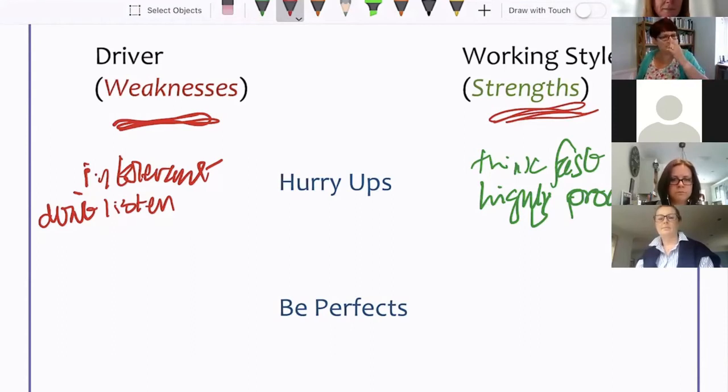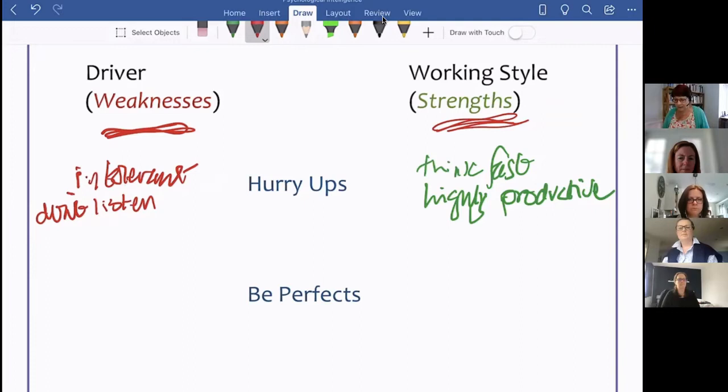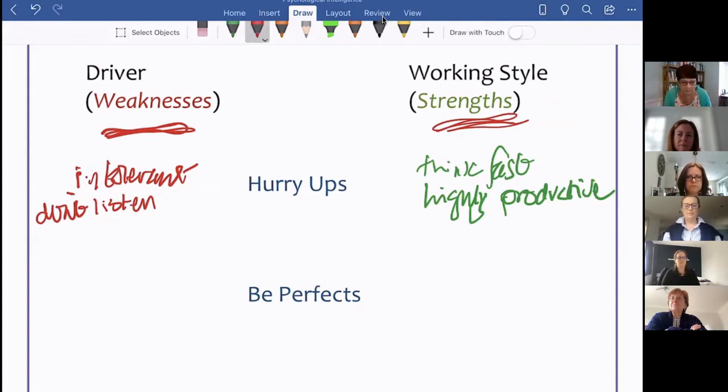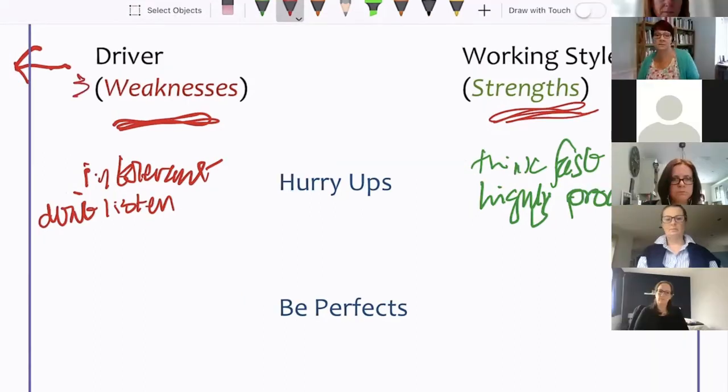The thing to say as well is that these are broad descriptions, of course. I'm sure you realize that. You can't put people in little boxes and say, right, you do this, it means that. These are tendencies. Some people's driver behavior is off the scale. Some people's isn't. It just depends, and it depends on how much pressure they're under. So Hurry Ups, loads of good things and some things to pay attention to.